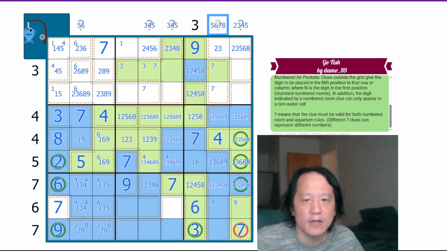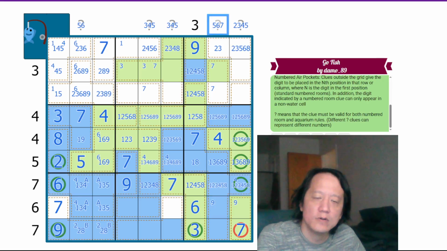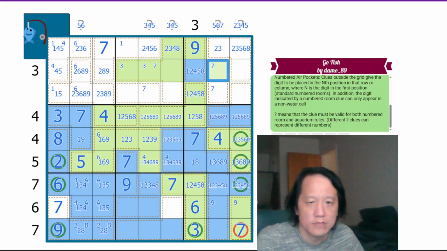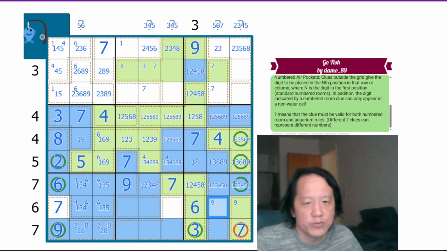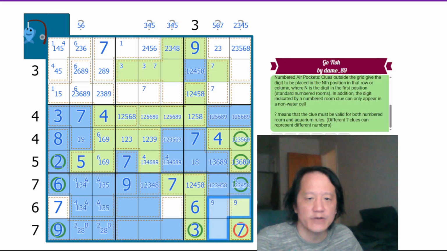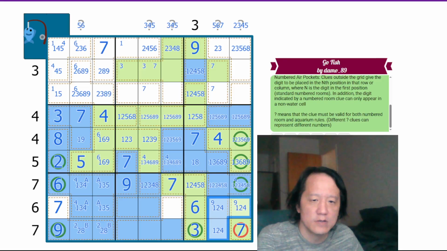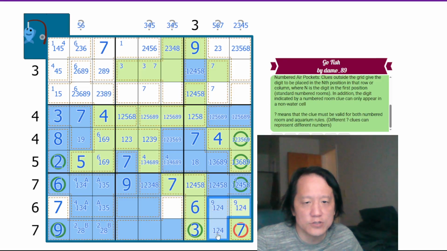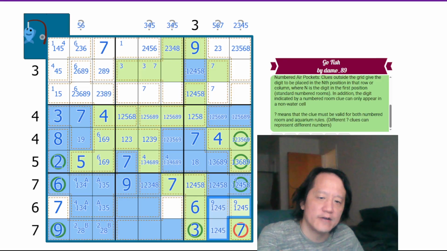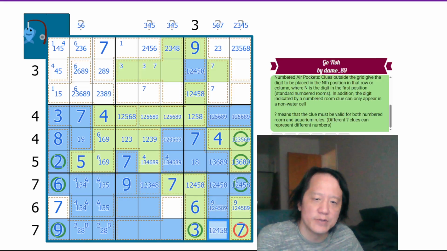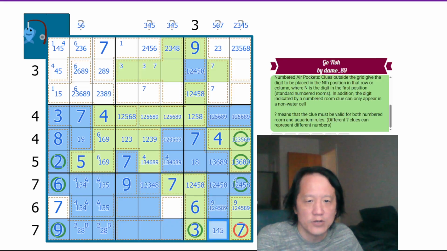This can't be 8 anymore. It could be 7. Remaining digits in box 9. We have 1, 2, 4. This can't be 3 because of 3 in the row. But we have 1, 2, 4, 5, 8, 9. But no 9 here, no 2 or 8 here because of 2 or 8 in a row. No 4s here because of 4 in the column.